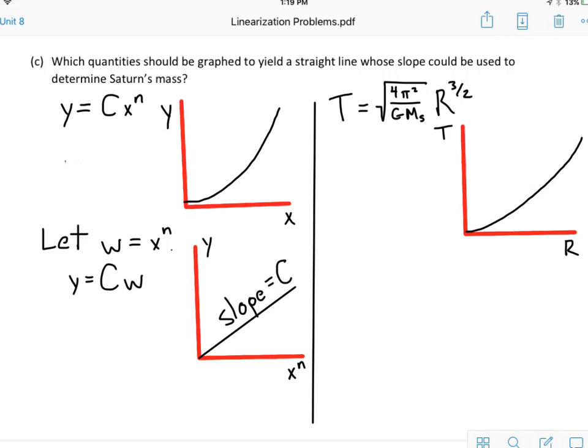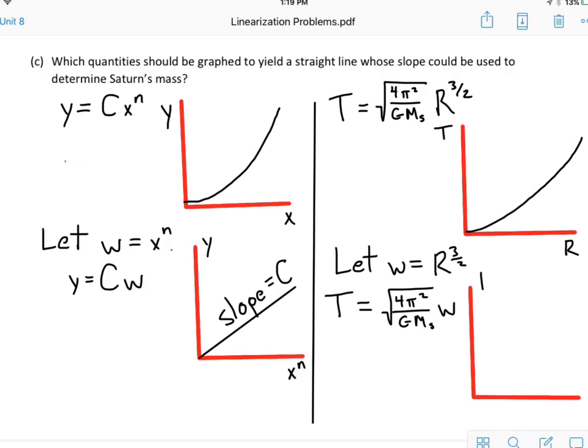So I'm going to let w equal r to the 3/2. Now I have t is equal to that same constant times w. And now if I plot t versus w, I am going to get a straight line. Now we said that w is r to the 3/2, so if I plot t versus r to the 3/2, I will get a straight line. So plotting t versus r to the 3/2 will yield a straight line, and the slope of that line will give me this constant right here.